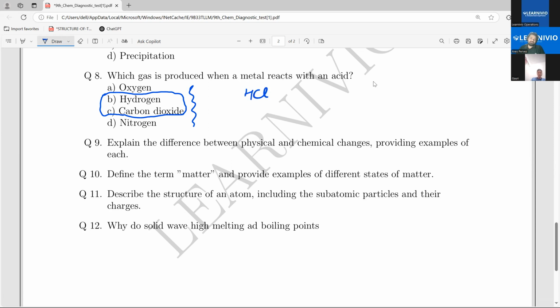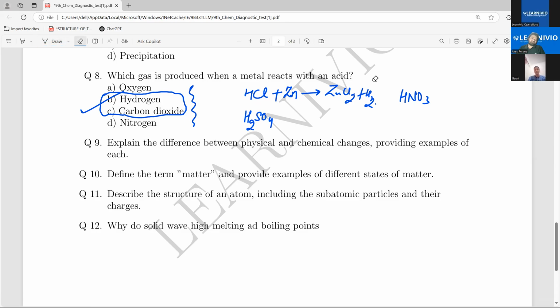It is HCl. Formula of sulfuric acid? H2SO4. Formula of nitric acid, HNO3. They all have hydrogen. So when they react with metals, they will form, for example, zinc chloride plus hydrogen gas. Simple. Hydrogen gas is the correct answer because acids contain hydrogen.